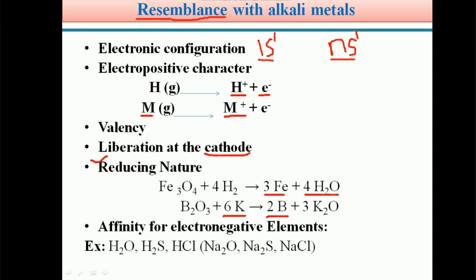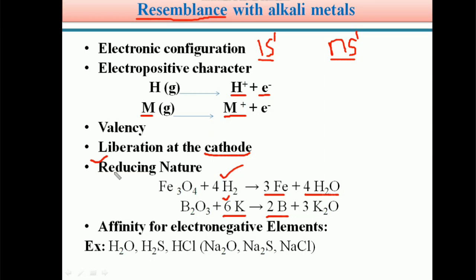We already learned this in the stoichiometry lesson, where the definition is well known: removal of oxygen or addition of hydrogen is called reduction, and the element which participates in removing the oxygen is called a reducing agent. Therefore, like alkali metals, hydrogen also acts as a reducing agent. Hydrogen removes oxygen from oxides like alkali metals.